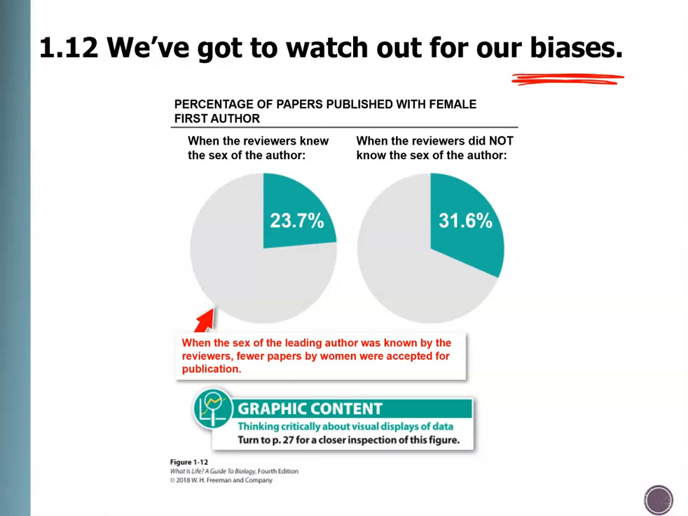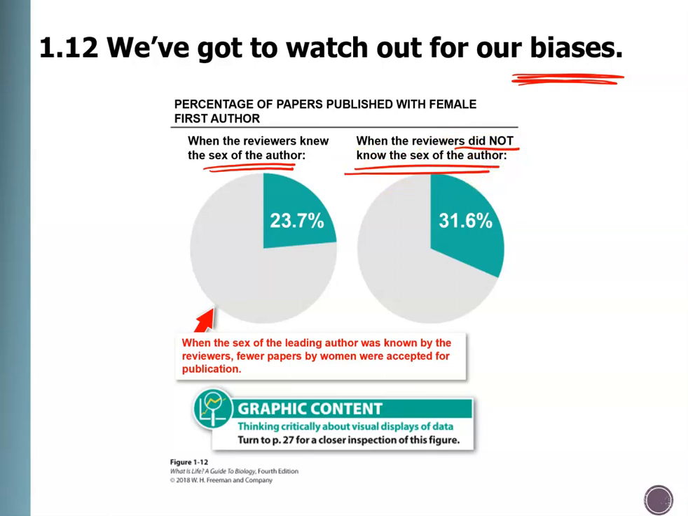So here's an example. This graph shows the percentage of papers published with a female first author. So this would assume that the researchers felt there was some sort of bias against female scientists. So they looked at the total number of publications from a female scientist, and they found that when the reviewers knew the sex of the author, they were less likely to accept their paper than when the reviewers did not know the sex of the author.